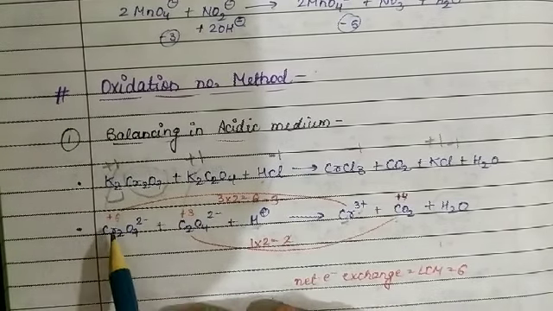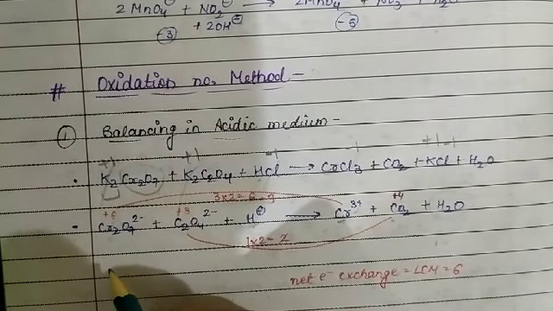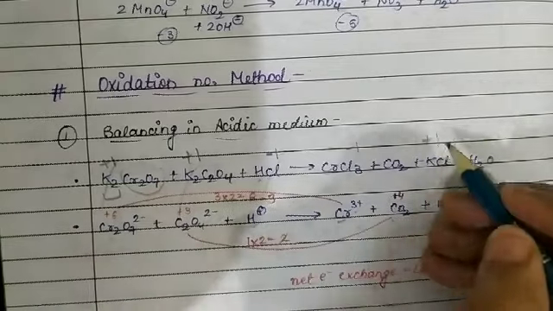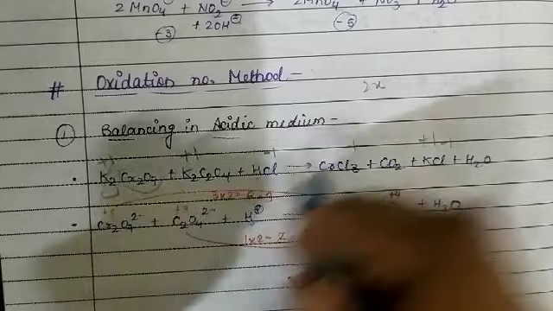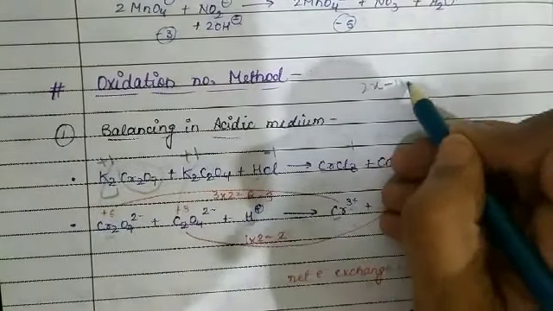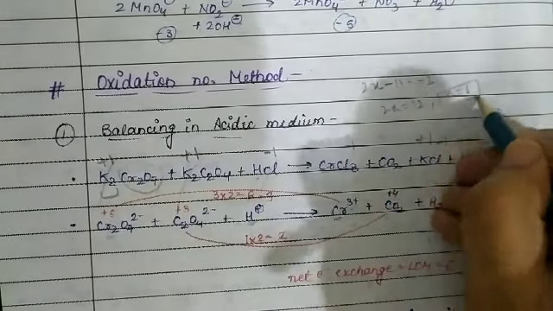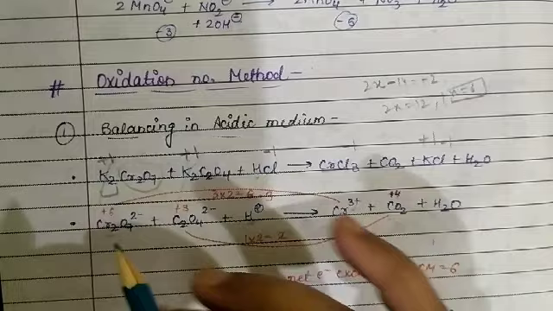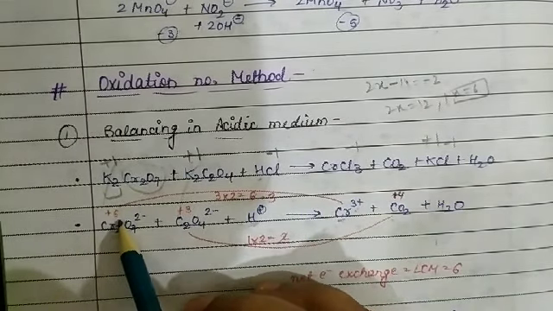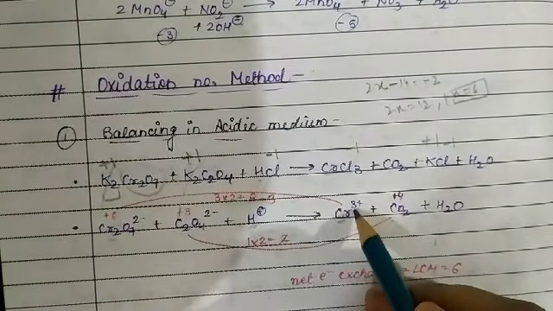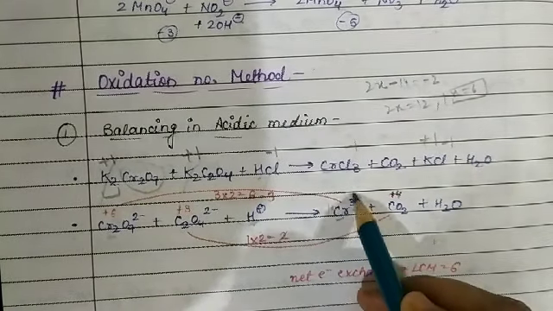See, for one atom, when we calculate the oxidation number for chromium, we let chromium be x. So 2 chromium atoms are there, therefore 2x minus 14 equals minus 2. On solving we get 2x equal to 12, so x is equal to 6. So for one chromium atom the oxidation number is 6. On the right side there is also one chromium atom, so for one chromium atom the oxidation number is plus 3.